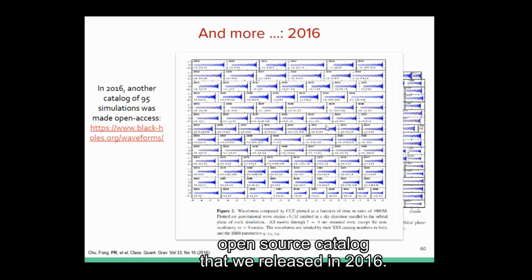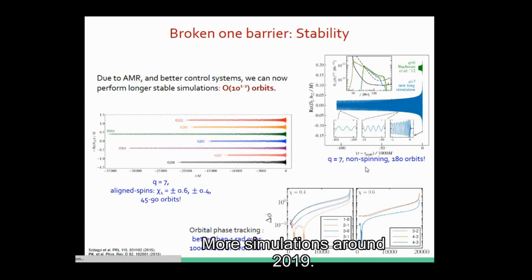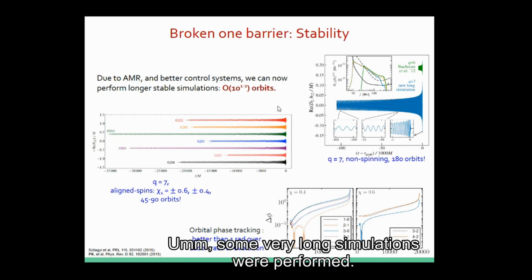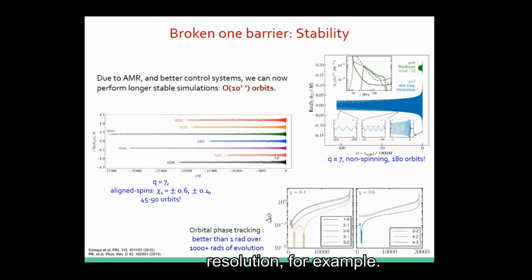An open source catalog that we released in 2016. More simulations around 2019. Some very long simulations were performed. These took upwards of around 200,000 core hours per resolution, for example. Again, in 2019-ish. No, this is 2015 still, yeah.